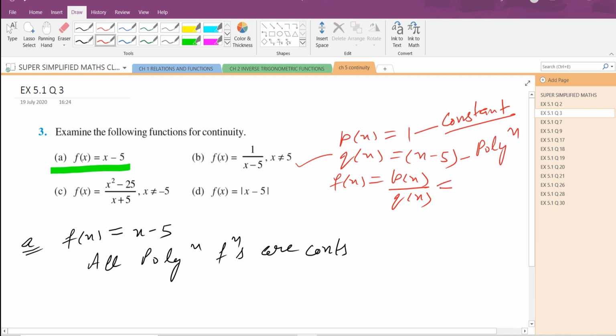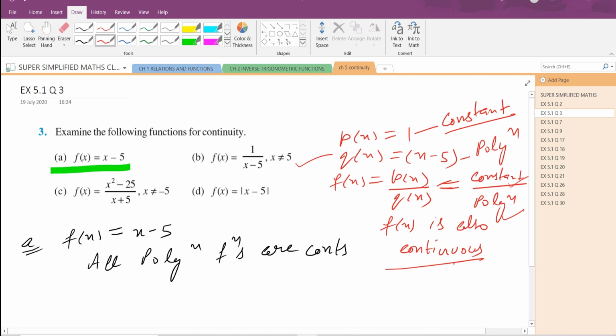f(x) is the quotient of the constant function and the polynomial function, and we have also studied that the quotient of two continuous functions is continuous. Hence, because the numerator is a continuous function and the denominator is a continuous function, therefore f(x) is also a continuous function.